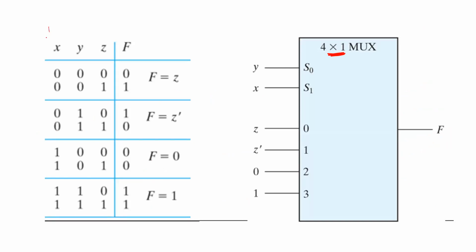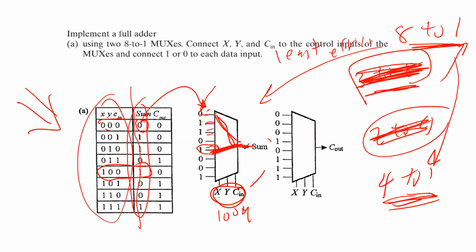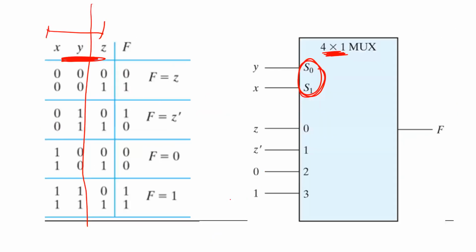What I did here, these are all possible cases. Because this one is 4 to 1, I have two selectors, but the input here has 3 inputs. You got what I'm saying? So I have three inputs, and I just connected the inputs here. That's it. But here, the number of inputs is one less than the number of inputs here.